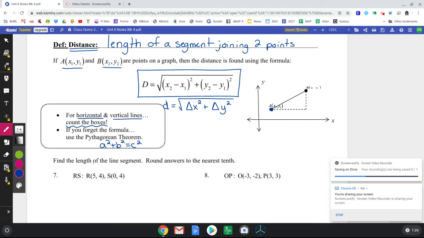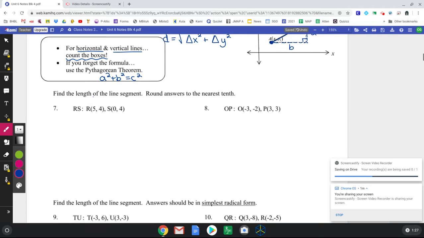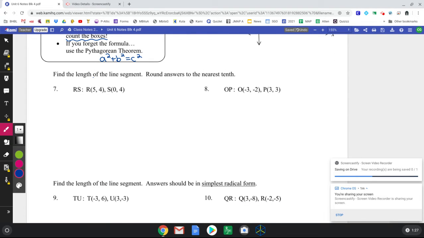So if I have 2 points that I've plotted and I've connected them, what I'll need to do is drop a perpendicular, draw the horizontal. I now have a right triangle where my legs are a and b, and the length of the hypotenuse will be c. So I can also use the Pythagorean theorem, but I just have to pull out a piece of graph paper if I want to use that. So what we'll do for number 7 is we'll use both ways to try to show you which one you like better.